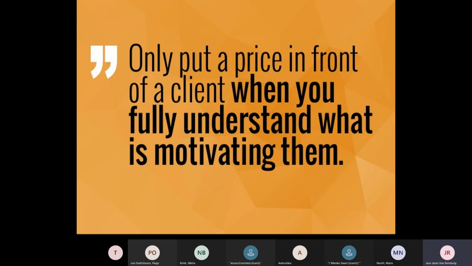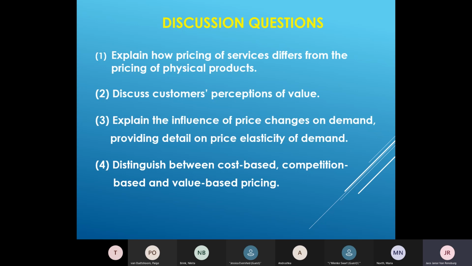The questions, if I go back one slide, would be along the line of explaining how pricing of services differs from pricing of physical products. How does pricing differ? Why is it different? Remember, we refer here to the ownership and the intangibility. You cannot own a service. Okay. Discuss customers' perception of value. I think we've done that, but we're going to discuss it again to see if you understand it and know where to get it in your textbooks.